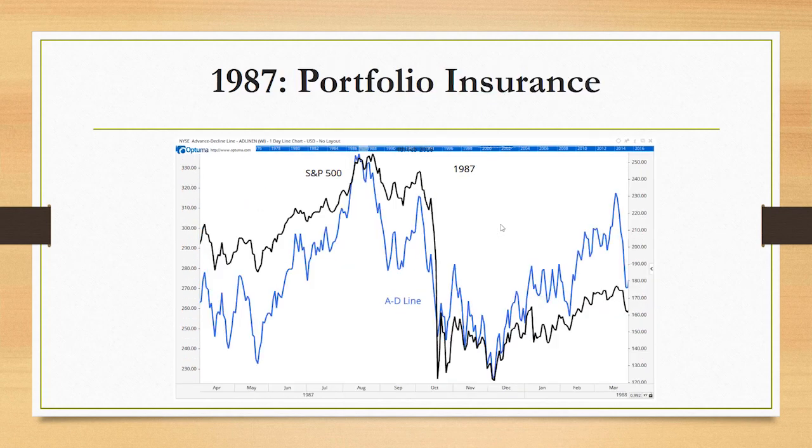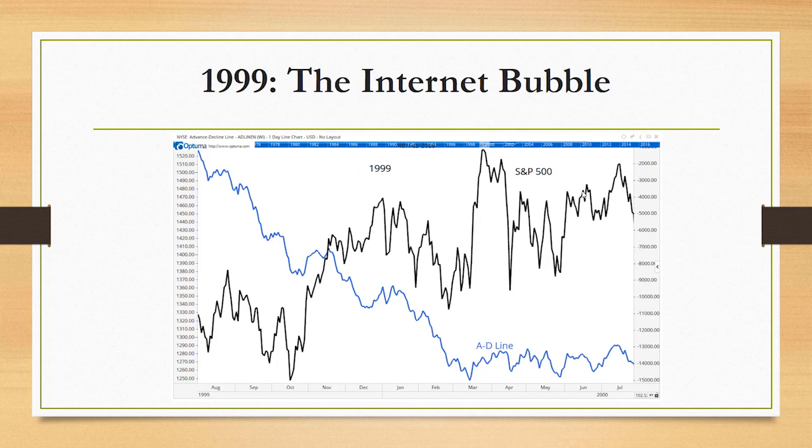In 1987, again, we see that divergence warning us that we were in trouble on the S&P 500. And it was a subtle divergence. Some traders caught up in the bullish euphoria might have missed this signal back in August 1987. However, the market did fall, the 1987 crash wiping out 20% of the market in one day.